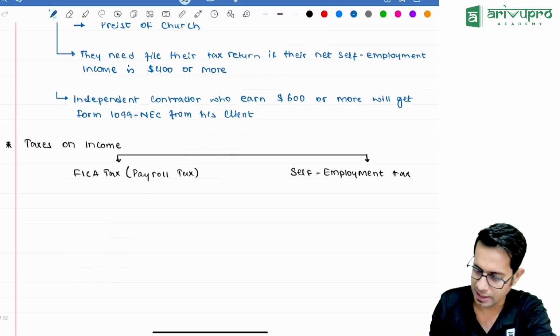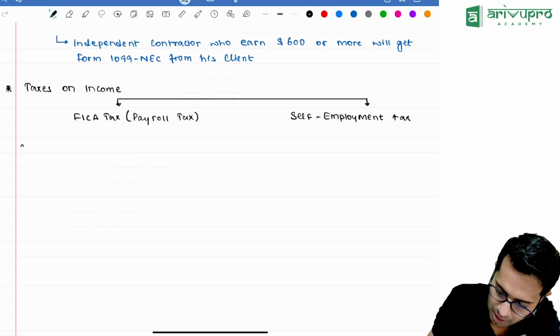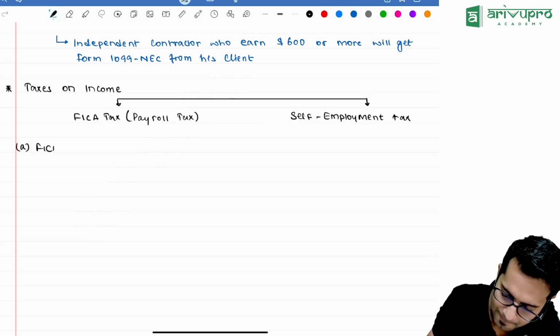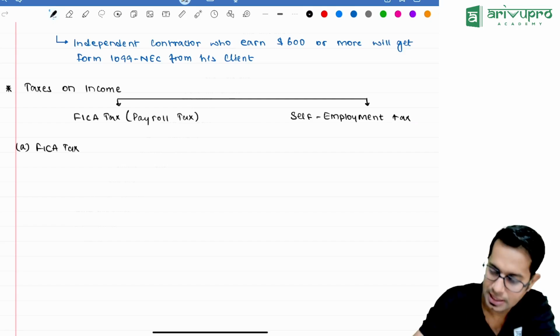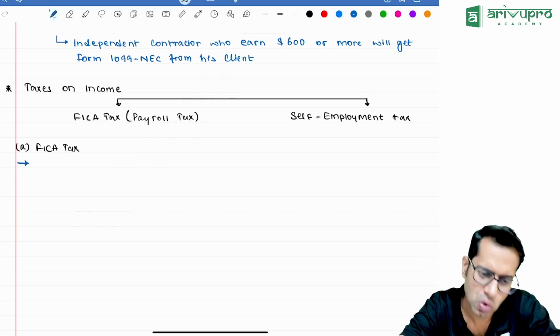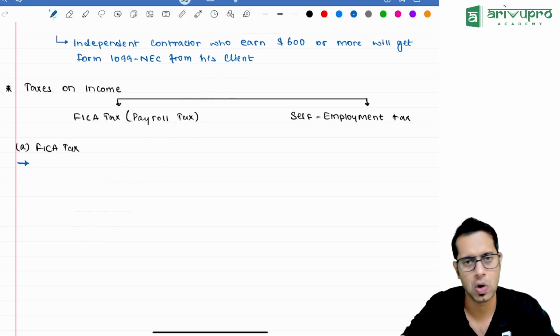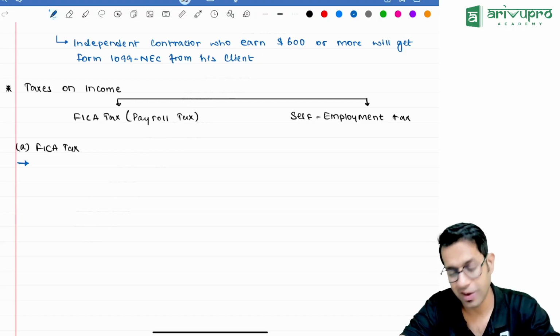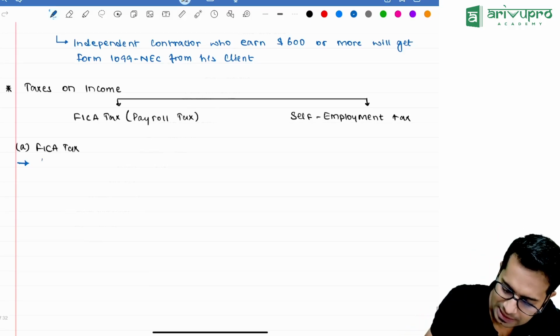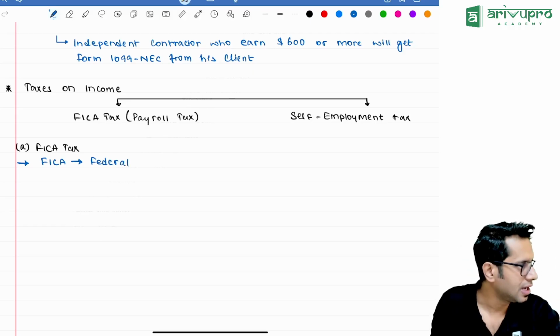What is meant by FICA? We will first discuss FICA tax. FICA tax is also called payroll tax. So, as the name itself is telling, it is also called payroll tax. This tax is collected if you are working as an employee of any company. If you are working as an employee, then the tax which you have to pay is called your FICA tax or payroll tax. FICA means federal.